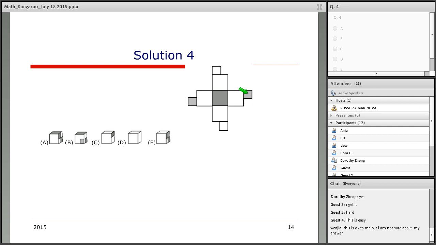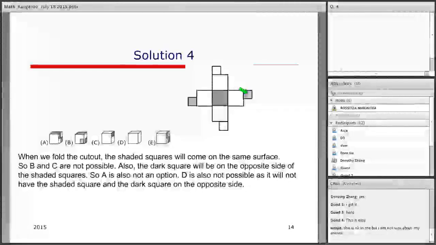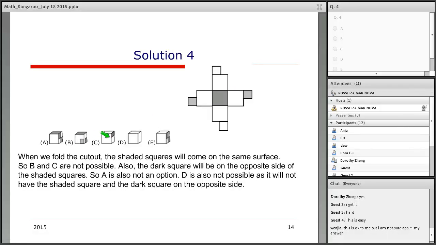So, I'm just going to open the solution. When we fold the cutout, the shaded squares will come on the same surface. So, B and C, well, C is also on the same surface, actually, over here, but probably it should be on the opposite sides. So, B and C are not possible.